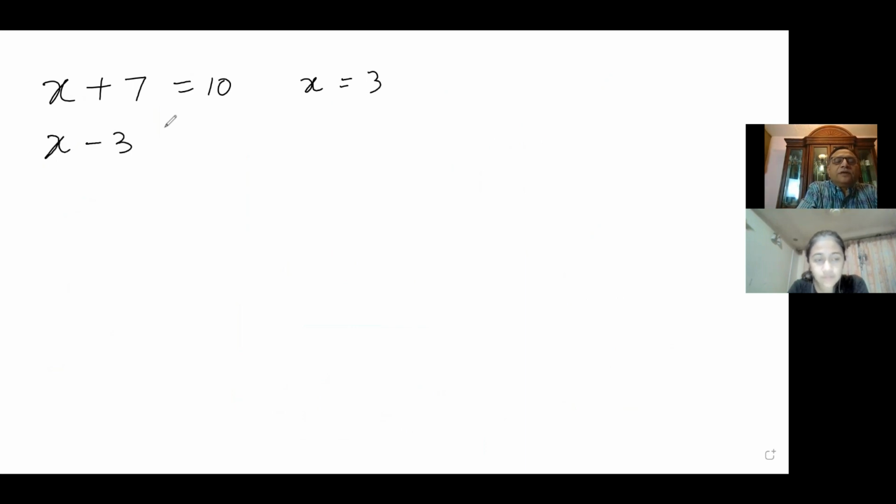So we did first type of question. Now, let me write down another type of question. I'll take X as my variable, right? I'm saying X plus 7 is equal to 10. So what is X? 3. If I say X minus 3 equals 10, then what is X? 7. If I say 2X is equal to 10, then what is X?